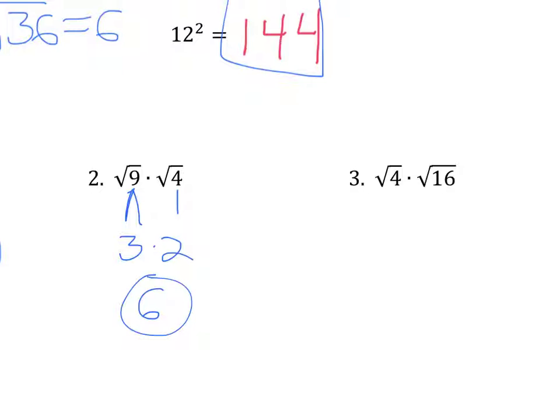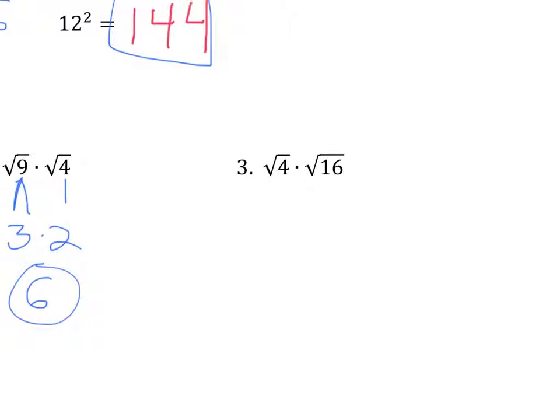And then if we move over to 3, again, square root of 4, we dealt with that in the previous one. 2 times 2 is 4, so this is just 2. 16, that's on the list. 4 times 4 gives us 16, so the square root of 16 is 4. So then we just multiply them. 2 times 4 gives us 8.